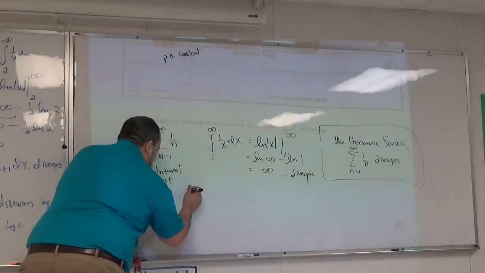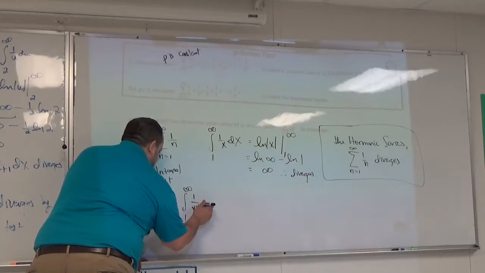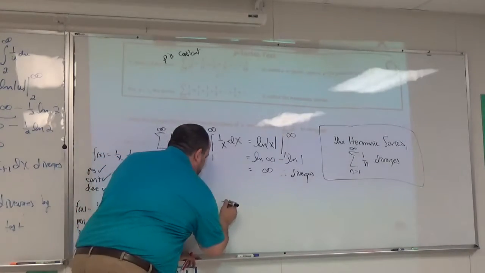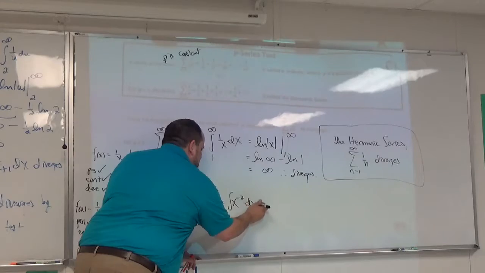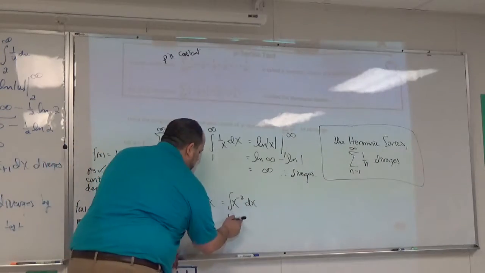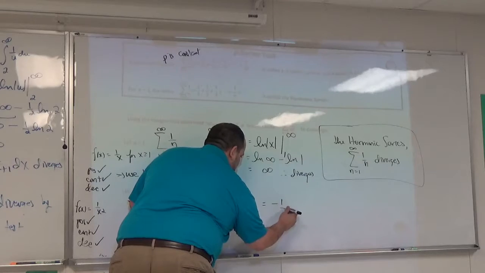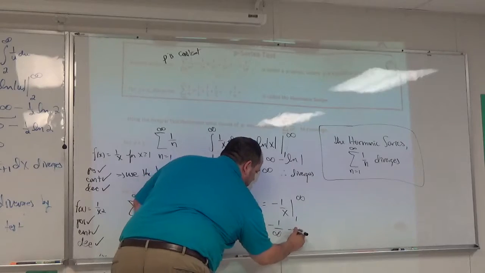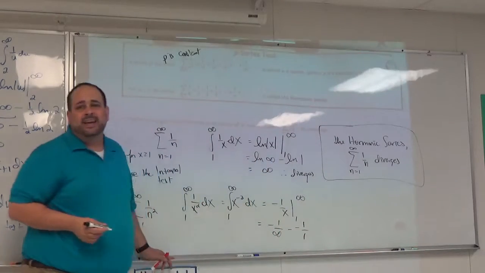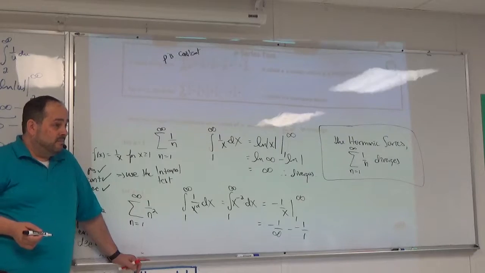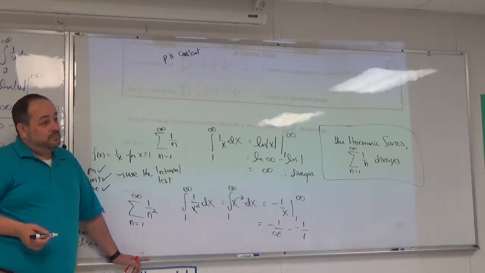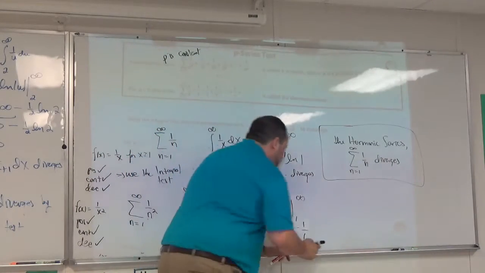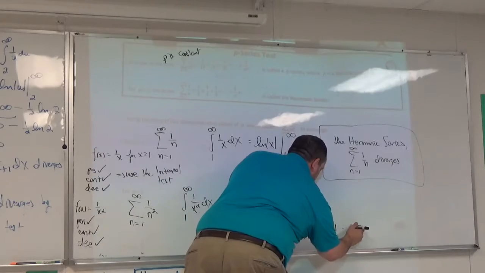Okay, integral from 1 to infinity of 1 over x squared dx. I need to be able to integrate 1 over x squared. That's really the same as x to the negative 2 dx from 1 to infinity. So is that negative 1 over x? From 1 to infinity, that's negative 1 over infinity minus negative 1 over 1. Negative 1 over infinity, bottom gets big, this guy's going to approach 0. Minus negative 1. What you get is 1.